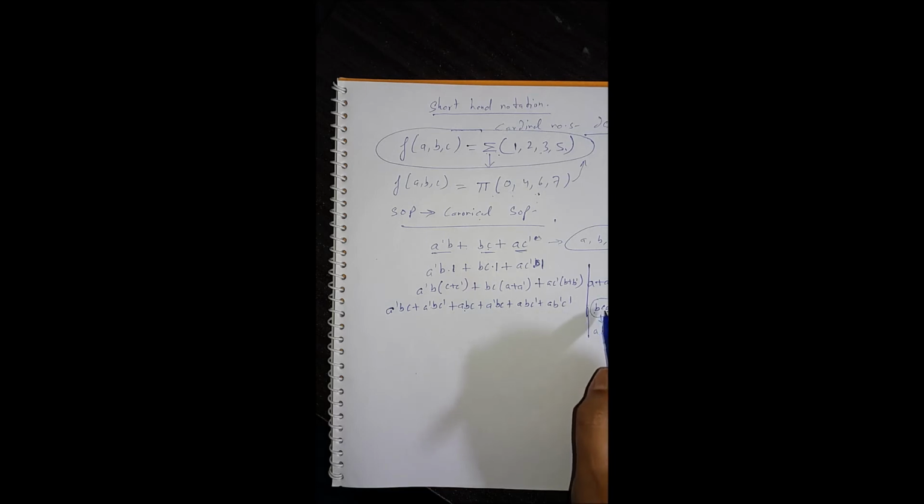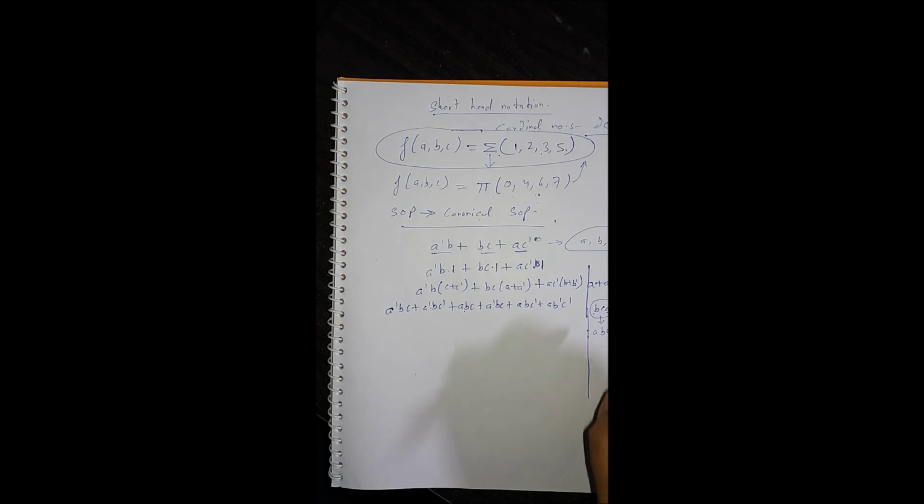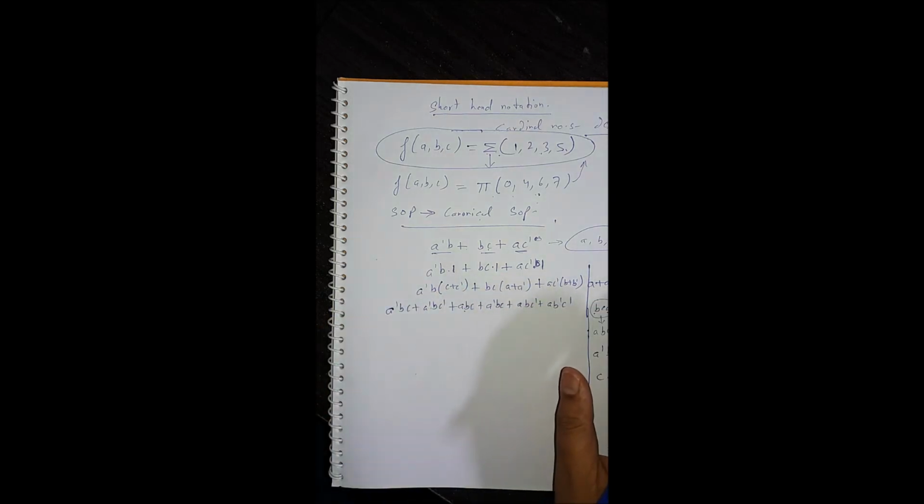Not that BCA would be wrong, but when you will be cancelling the terms, let me give you an example: A naught BC and CB A naught. If you look, these two terms are actually equal, but when you are writing 7 or 8 minterms here, you will not be able to recognize that these two terms are equal. So it's better to write in the same alphabetical order.